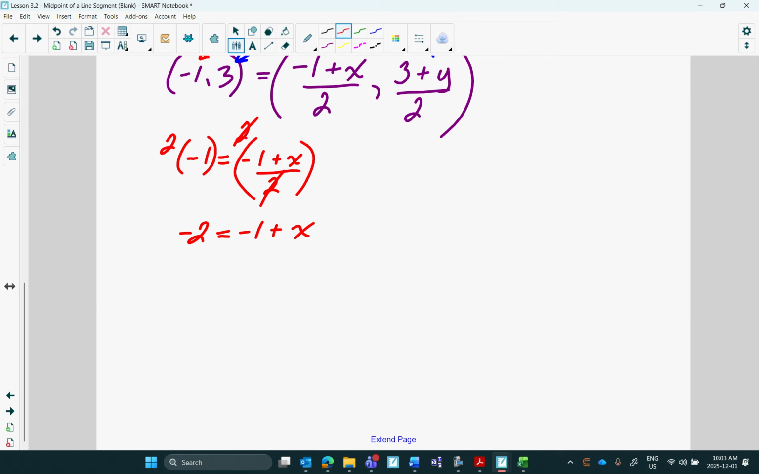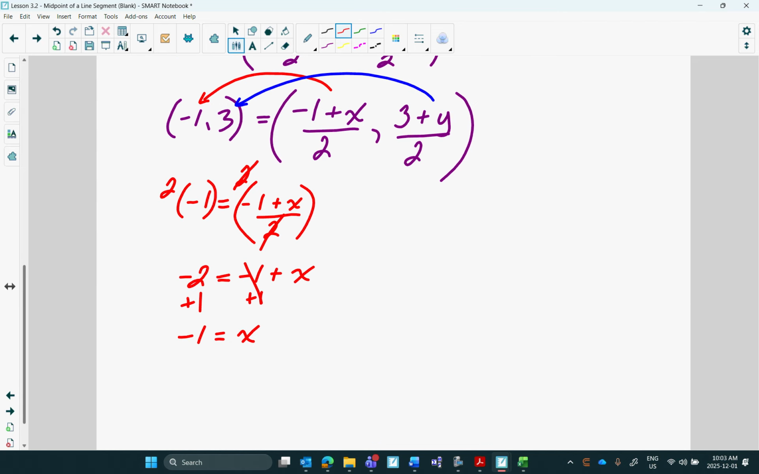How do I get x by itself? How do I get rid of that -1? Plus 1. Add 1 to both sides. And I found my missing x. And that makes sense because -1 plus -1 is -2, and -2 divided by 2 is -1. Now I can do the same thing to find the missing y. So the y in the middle is 3. That's going to equal one of the ends, 3, plus y divided by 2. And then you just do the same thing.